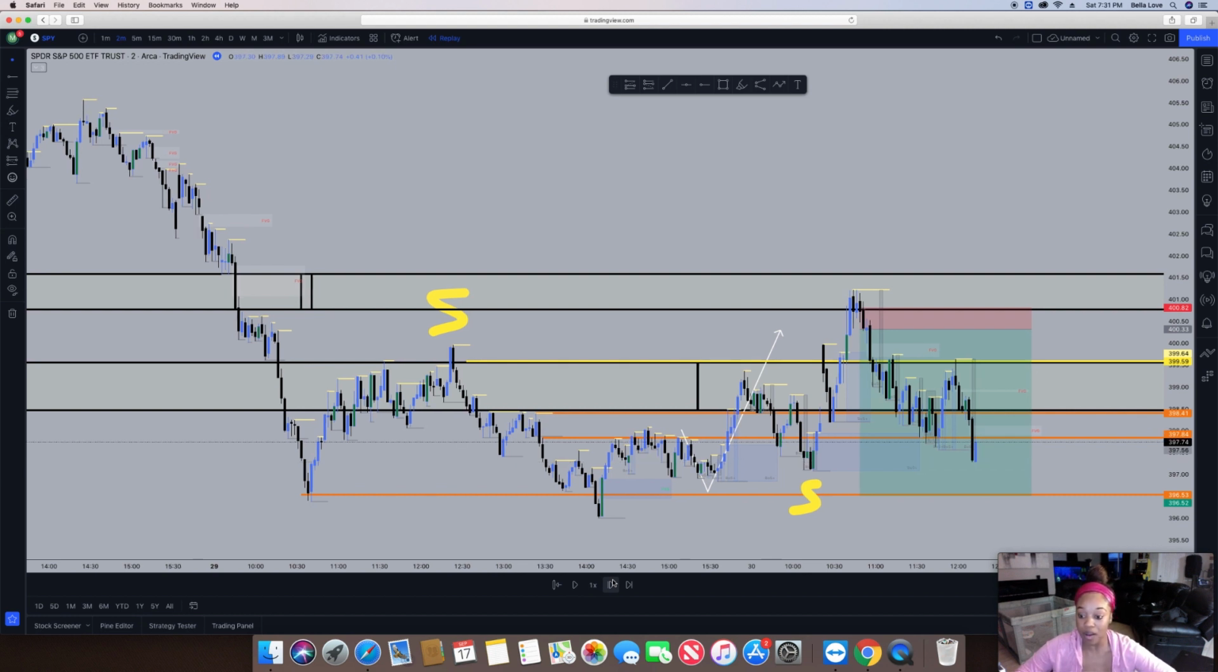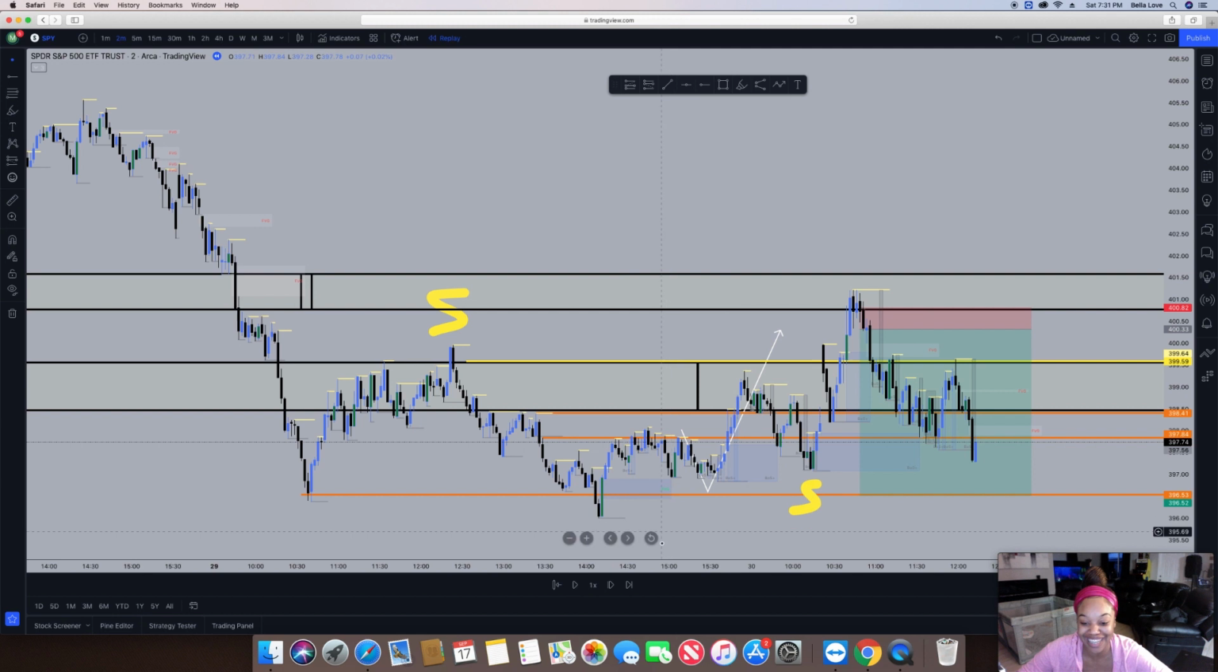You have to wait on the liquidity to get taken out. So you guys see, even though it went up, it still went back down, and it went even lower, because I told you guys that there is sell side liquidity.